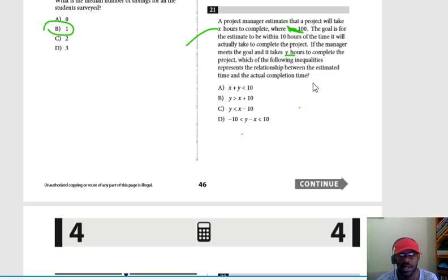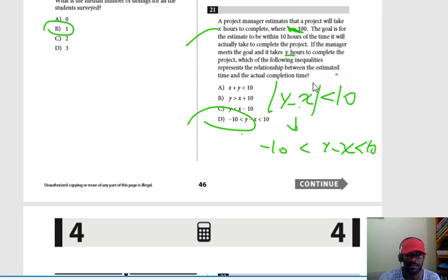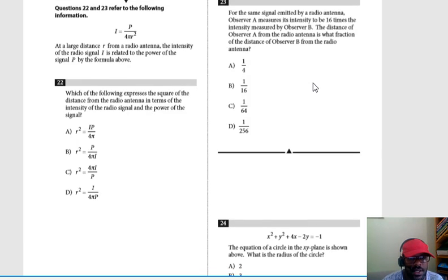Since it meets the goal, the difference should be within 10. So the difference between the actual Y and the predicted X should be within 10 hours, so it should be less than 10 hours. Based on the definition of absolute value, this is the same as minus 10 less than Y minus X and Y minus X less than 10. This is it.